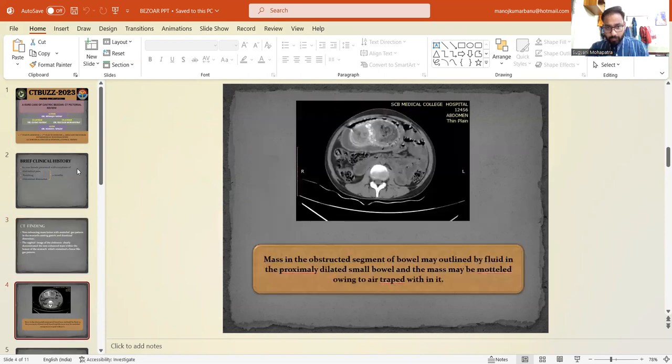Here we can see this mass in the obstructed segment of bowel, which may outline fluid-filled, proximally dilated bowel loops, and the mass may be mobile owing to the air trapped within it. This is a coronal view.